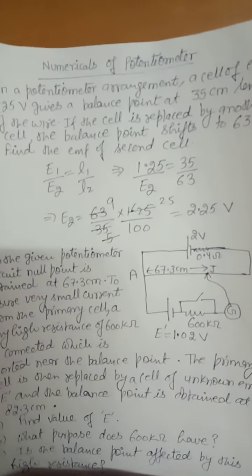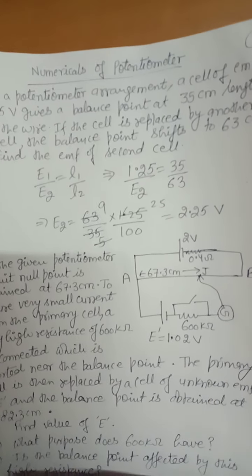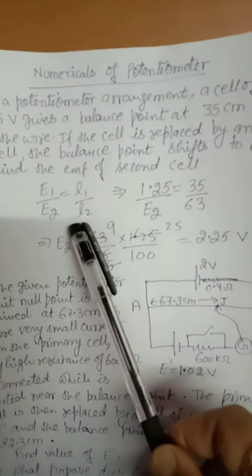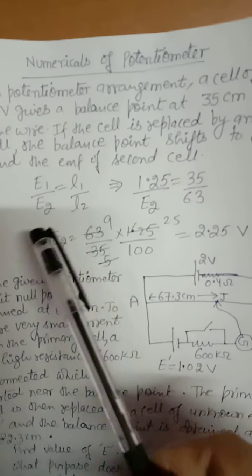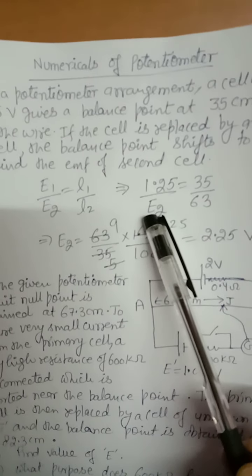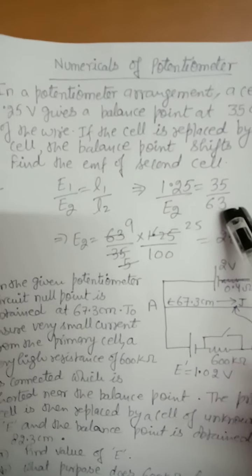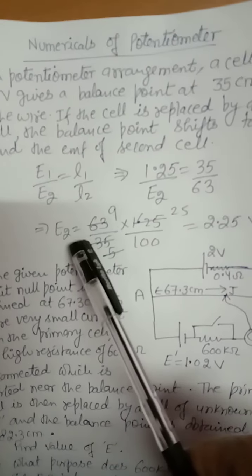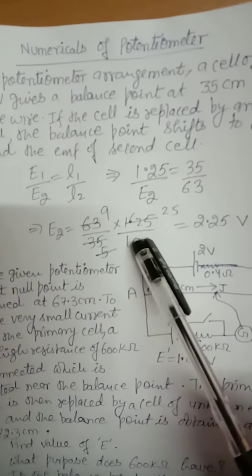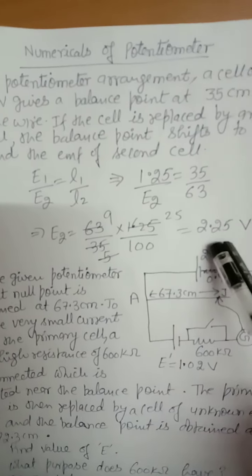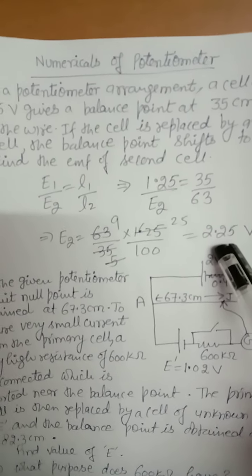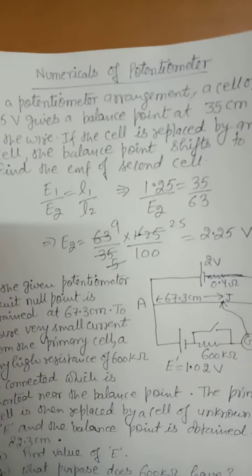So you know that whenever we are having two primary cells, from the formula of comparison of EMF of two primary cells, we have the formula E1 upon E2 is L1 upon L2. On substituting the values, we get 1.25 upon E2 is 35 upon 63. Take E2 on one side and the remaining terms on the other side, and after the calculations we get the EMF of the second cell as 2.25 volt. Normally this sort of question can be there in 1 mark.